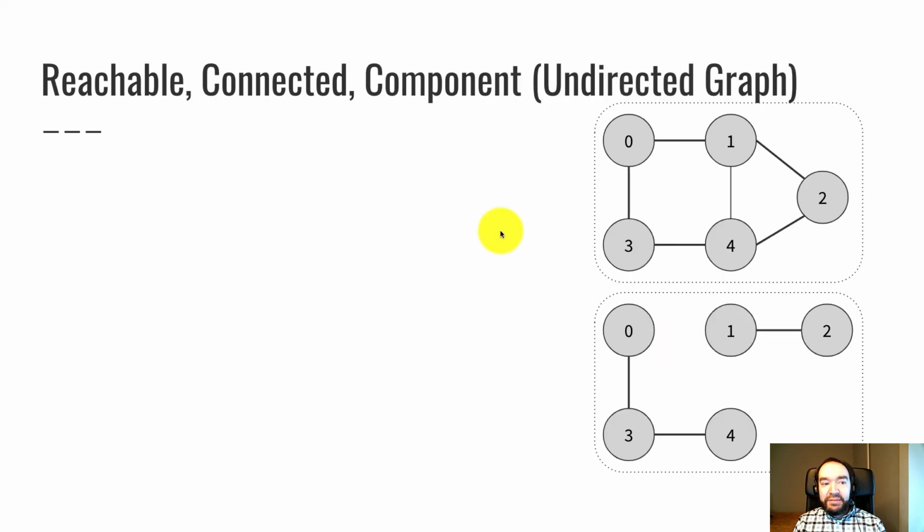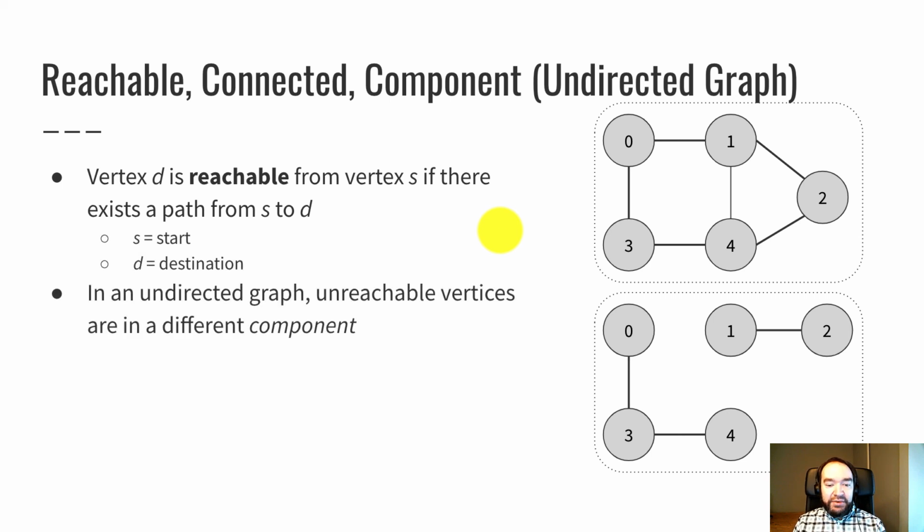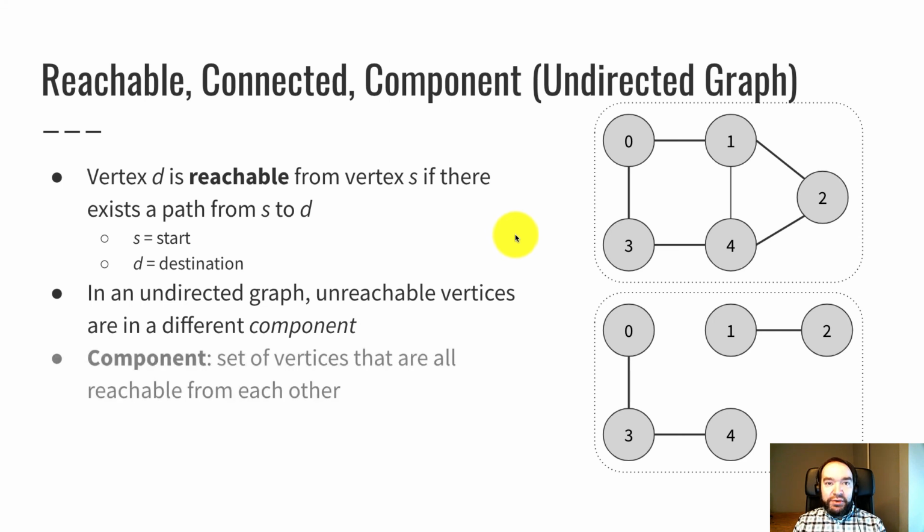The same concept carries over to undirected graphs, but since undirected graphs allow travel in both directions, it's tougher to make vertices be disconnected or unreachable. So vertex D is reachable from vertex S if there exists a path from S to D. That's the same definition as before. In an undirected graph, unreachable vertices have to be in a different component. A component is a set of vertices that are all reachable from each other.